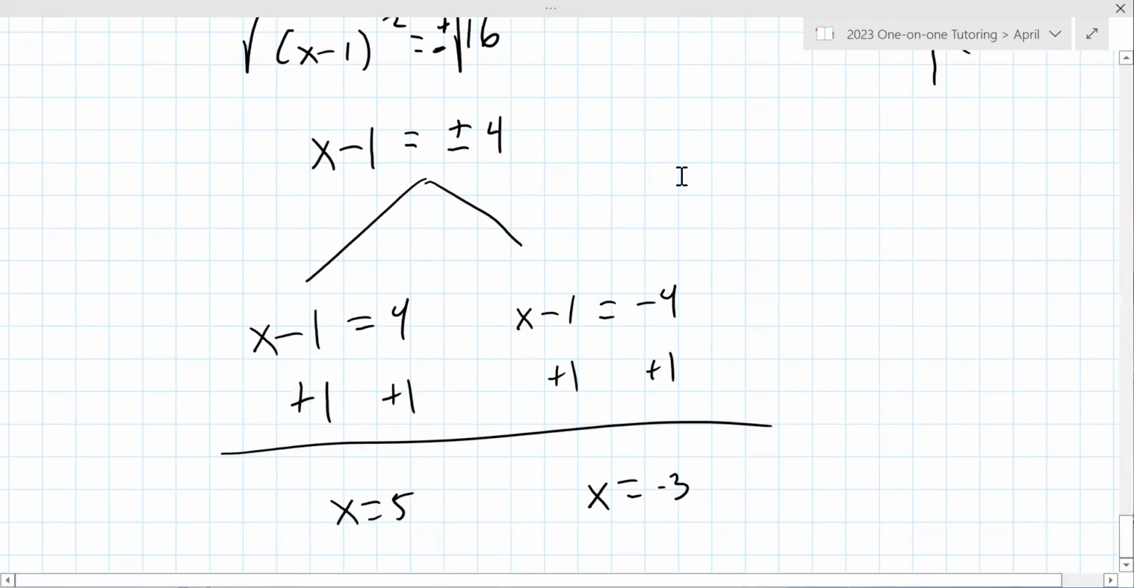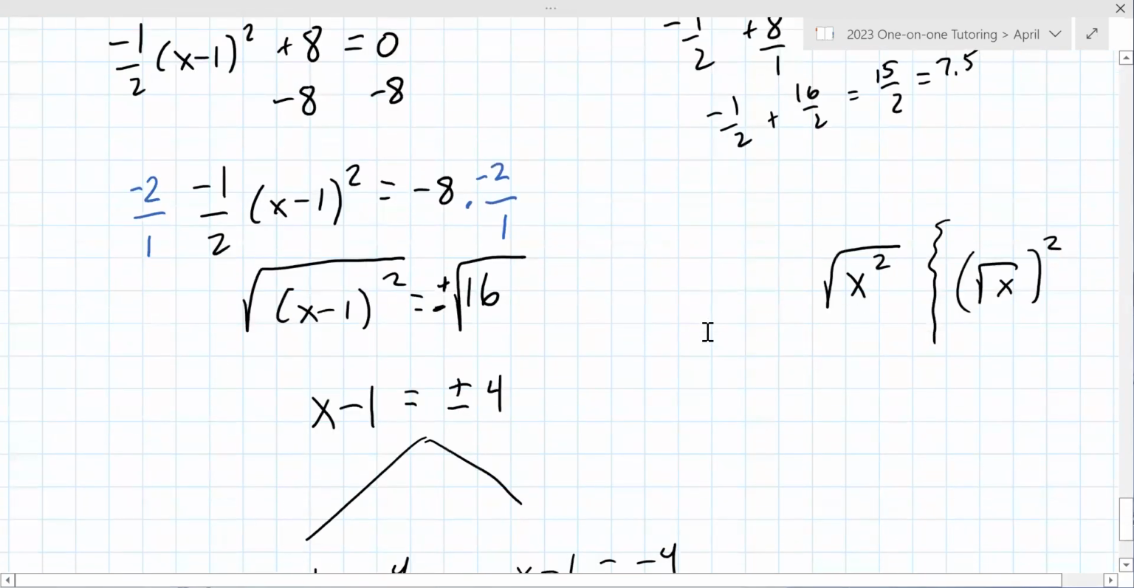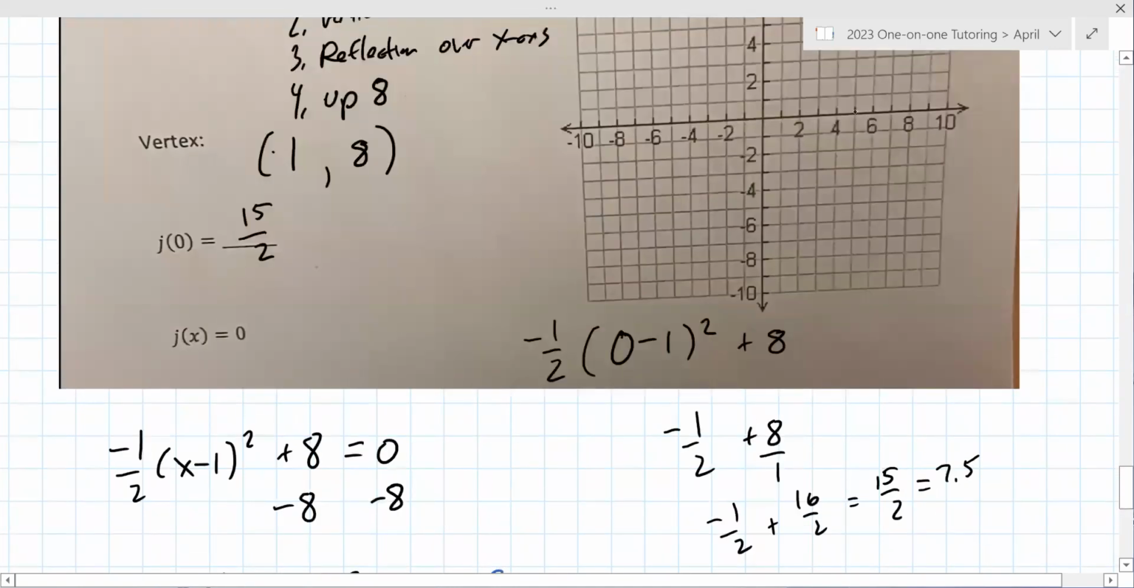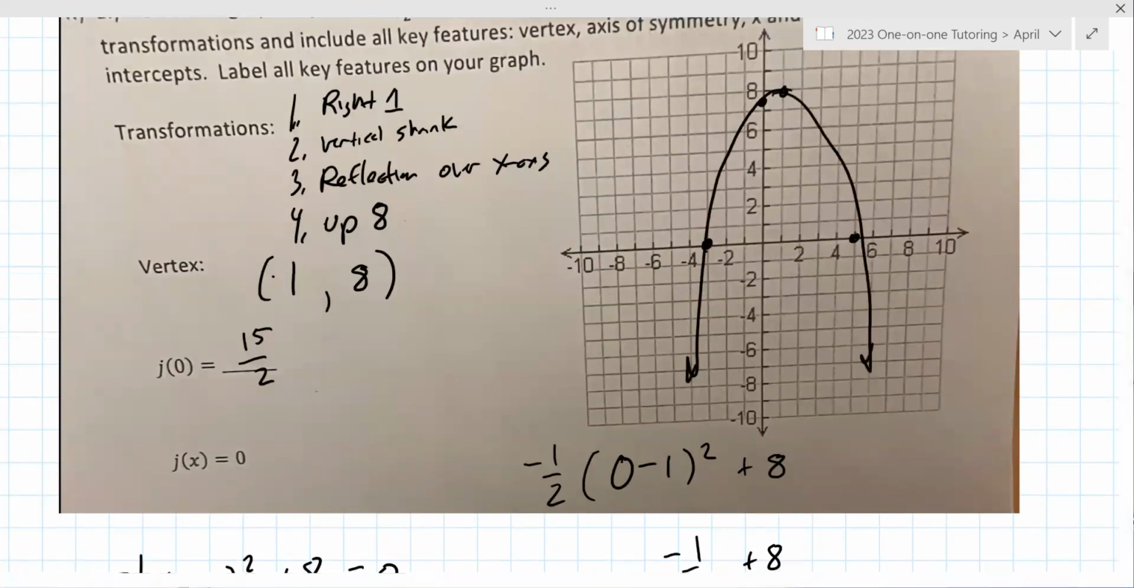All right, so I'll go ahead and label those points here, and we'll have to look at the graph in more detail another time, but 5 and minus 3. That's kind of enough to create this shape. All right. So we do have to stop here for tonight.